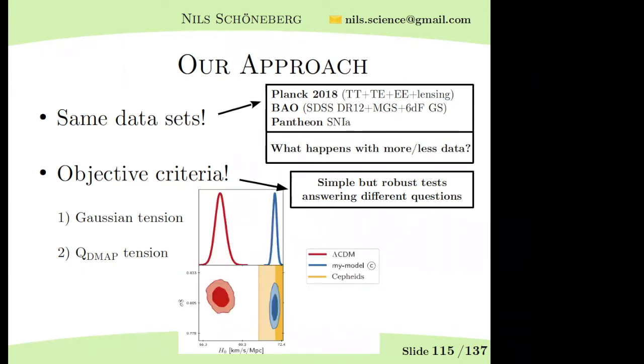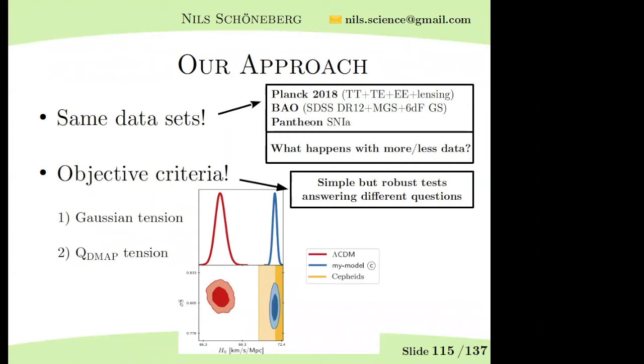Okay. Now, why is this not enough? So you have a model which reduces these two criteria. It reduces the Gaussian tension, it reduces the QD tension. It's basically like your perfect model. So this I've drawn here. I have lambda CDM and I have my model here. And now I'm done, right? I have a model which very well agrees with Cepheids. I can publish my paper now.